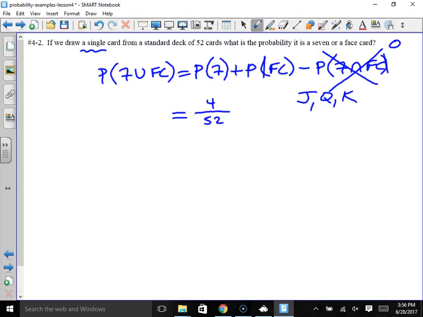And then how many face cards are in the deck? Well, there's going to be 4 jacks, 4 queens, and 4 kings. So 4, 8, 12. There's a total of 12 face cards in the deck. So 12 out of 52. And then we would add those. Okay? So that's a total of 16 cards out of the 52 cards that are 7s or face cards, which turns out to be a probability of 0.3077.